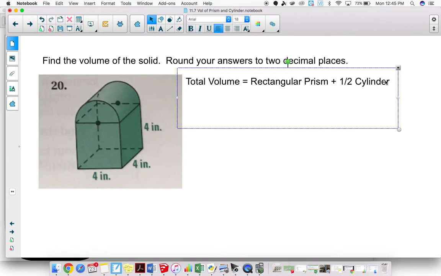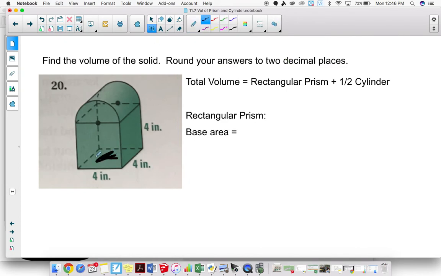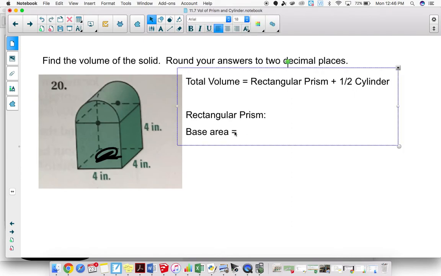Okay, so let's work on the rectangular prism first. The rectangular prism has a base area. If we choose this as my base, it has a base area of 16.